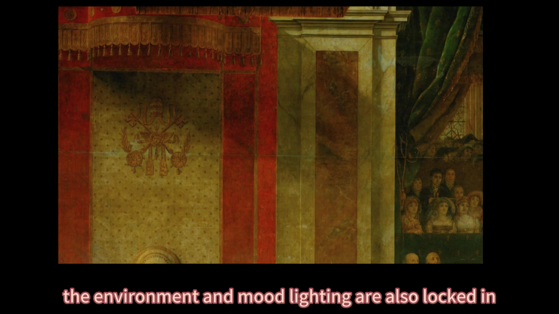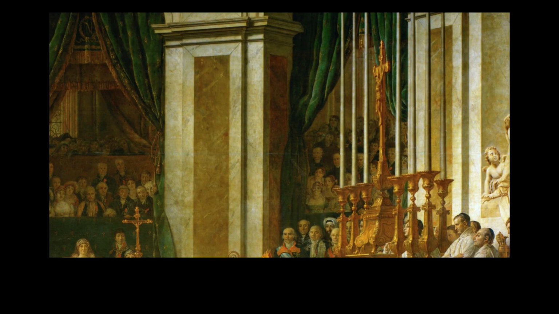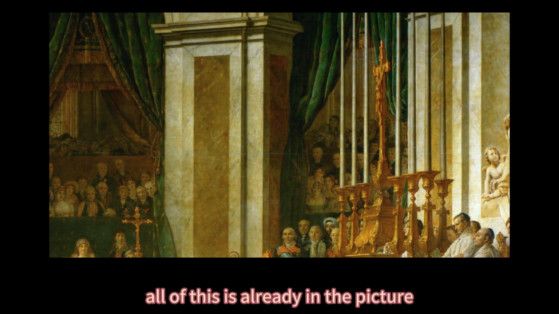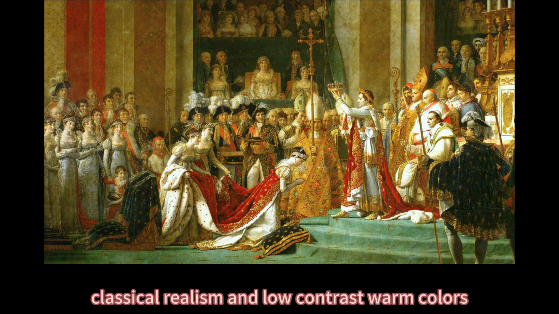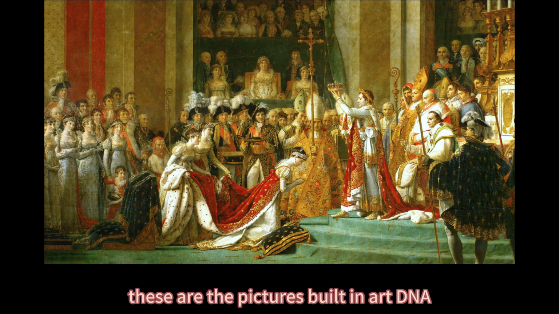The environment and mood lighting are also locked in: the grand dome of Notre Dame, the dark green drapes, the warm mix of red and gold, and the classic oil painting light pouring in from the top left. All of this is already in the picture. The art style and basic render settings are shown through the oil painting brushstrokes, classical realism, and low-contrast warm colors. These are the picture's built-in art DNA, which the AI will copy automatically.